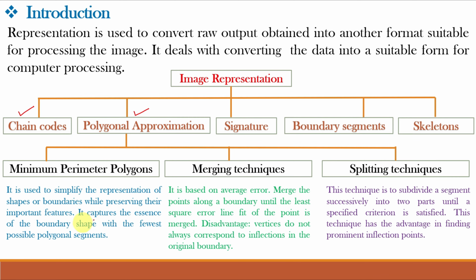MPP captures the essence of the boundary shape with the fewest possible polygonal segments, while the merging technique is based on average error. Here we merge the points along a boundary until the least square error line fit of the points is merged. But the disadvantage over here is that the vertices do not always correspond to the inflections in the original boundary. While polygon approximation using the splitting technique is more advantageous as compared to the merging technique, this technique is used to subdivide a segment successively into two parts until a specified criterion is satisfied, and this technique has the advantage in finding prominent inflection points.